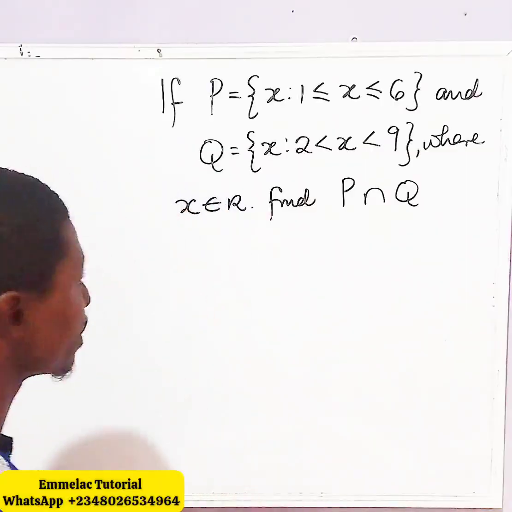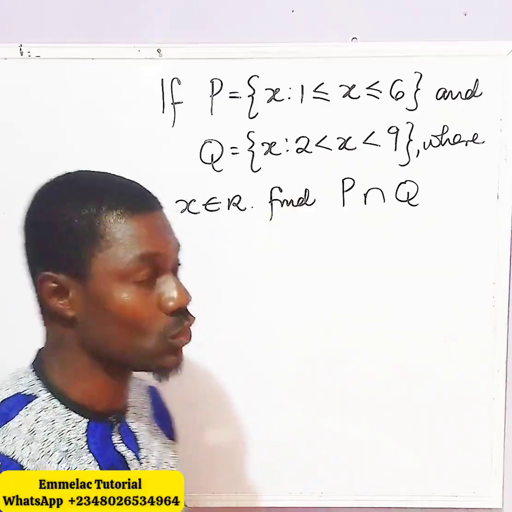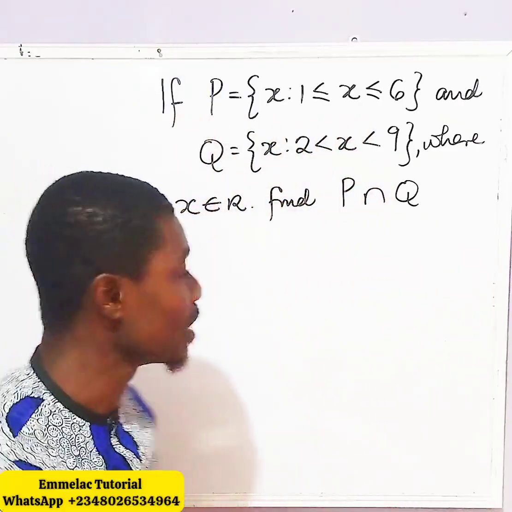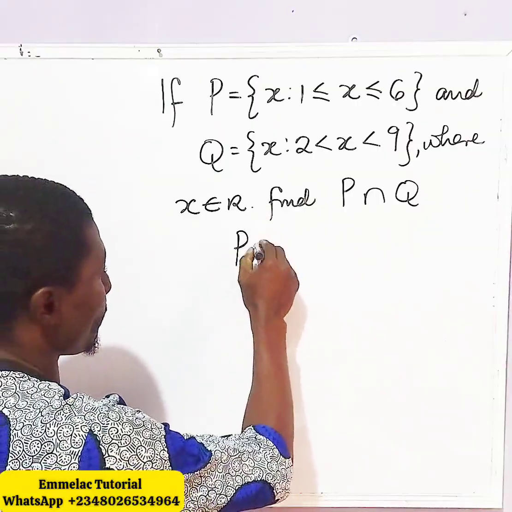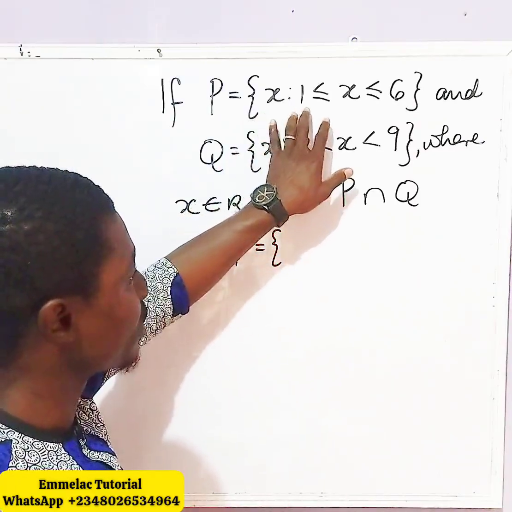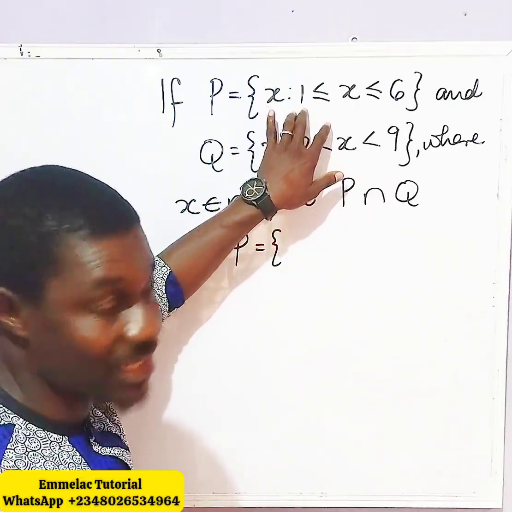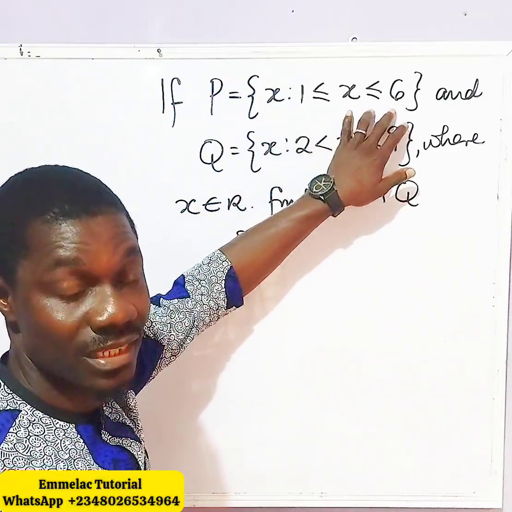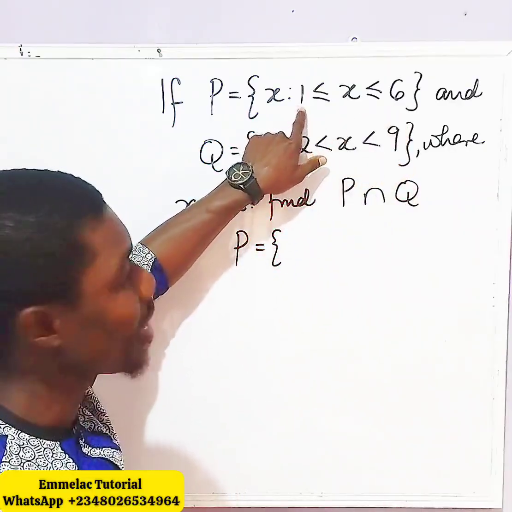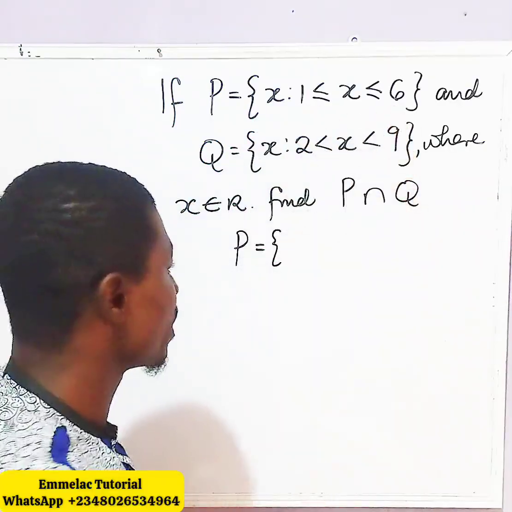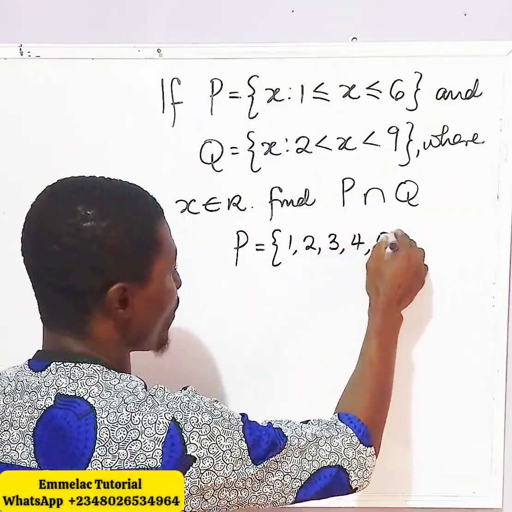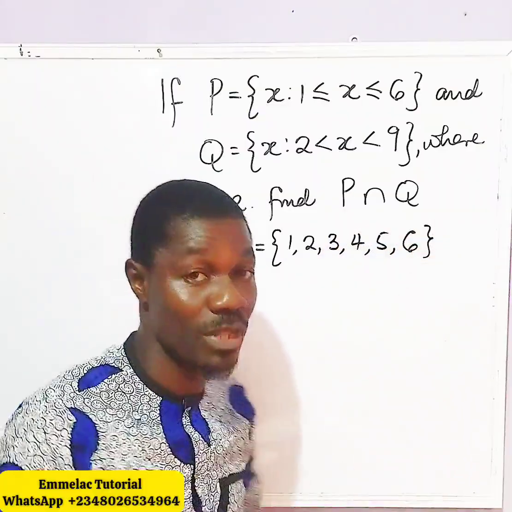Alright, let's get started. First of all, what we just need to do is to list out the elements in P and in Q. Now for P, X are elements such that 1 is less than or equal to X and X is less than or equal to 6. So what does this imply? It implies that the elements start from 1 and end at 6, which is 1, 2, 3, 4, 5, and 6. So these are the elements contained in P.